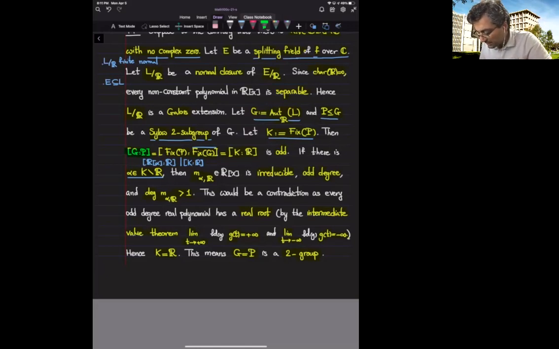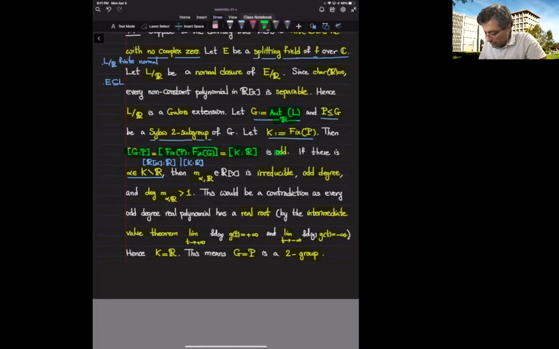is the same as the degree of the field extension, fixed field of P over fixed field of G. The fixed points of G, the group of automorphisms of the Galois extension L over R, is exactly R, because it's a Galois extension. And the fixed points of P, we call it K. So altogether we get that K is an odd degree extension of the field of real numbers.